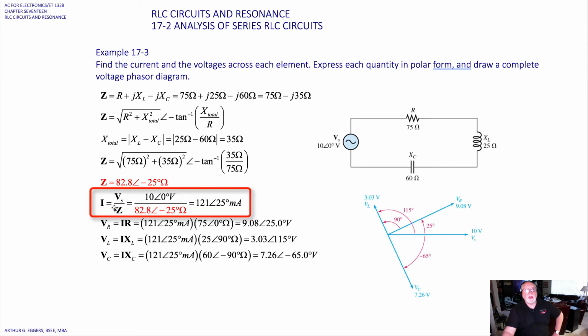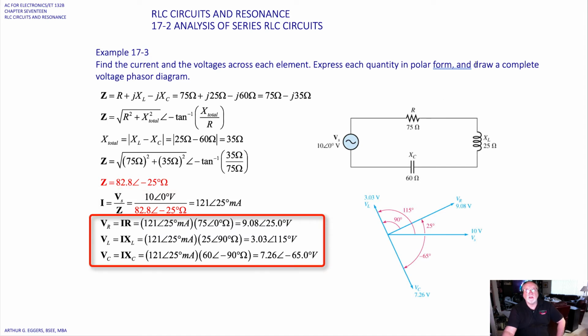Now we can go through and use the Ohm's law relationship. They want us to find the current and the voltage across each element, express each quantity in polar form, and draw a complete voltage phasor diagram. So now, using the Ohm's law relationships, we can solve for current, the source divided by the total impedance, which gives us 121 milliamps at an angle of 25 degrees for the current, and then each of the individual voltage drops.